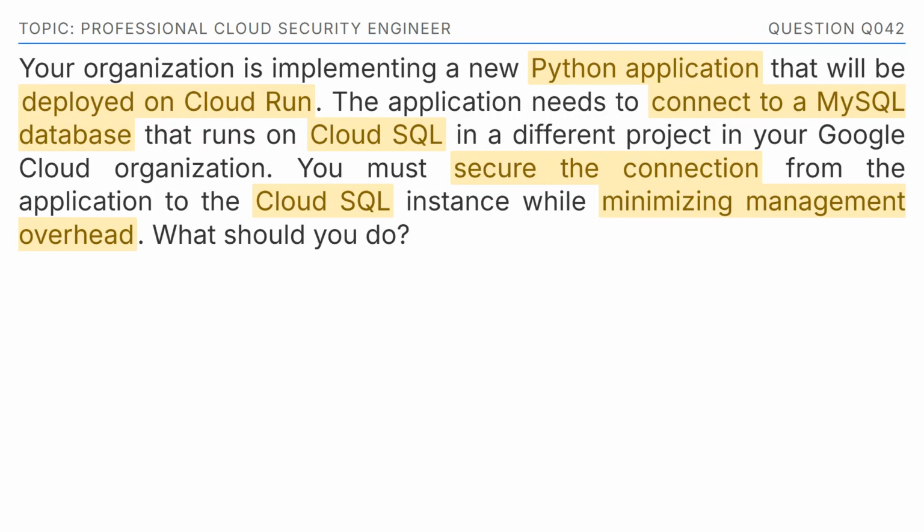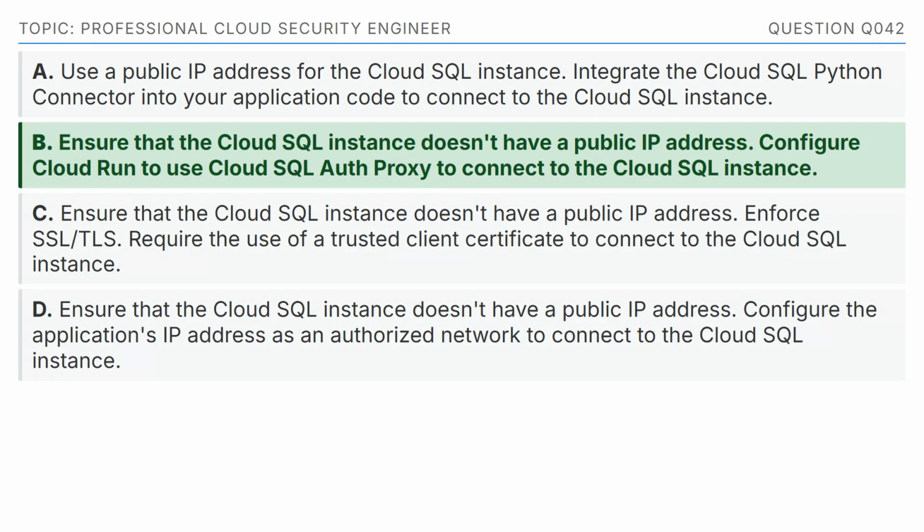To arrive at the correct answer, we focus on the keywords: Python application, deployed on Cloud Run, connect to a MySQL database, Cloud SQL, secure the connection, minimizing management overhead. The correct answer is option B, ensure that the Cloud SQL instance doesn't have a public IP address. Configure Cloud Run to use Cloud SQL Auth proxy to connect to the Cloud SQL instance.